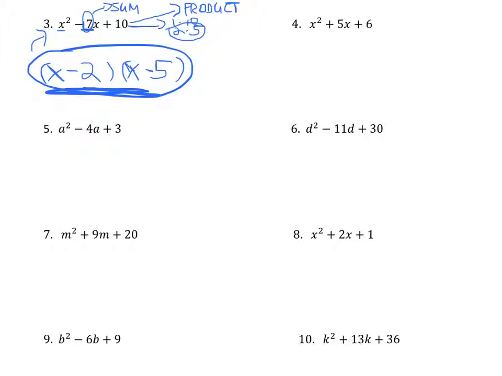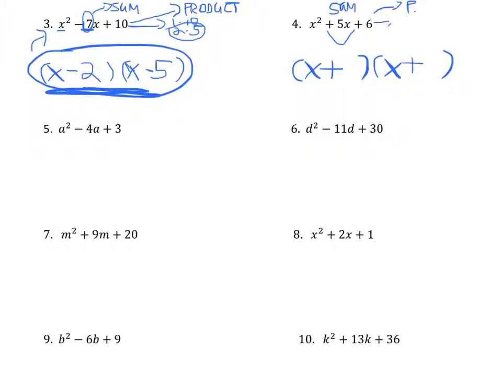Okay, let's look at number 4. Now let's get the setup. Number 4, right away, the first term's going to be x in each because you start out with x squared. Now since this is a plus, I look at this, same sign as the first. Both of these are going to be pluses right there. So I have plus and plus. Now this 5, that's the sum. 6 is the product. So I'll put P for product.